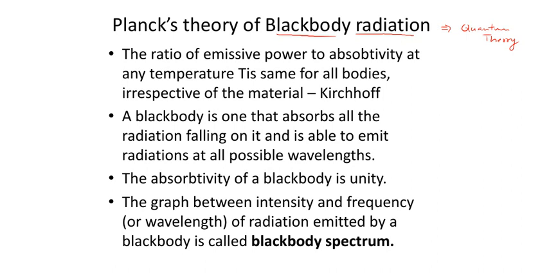A black body is one that absorbs radiation falling on it, and which is able to emit radiation at all possible wavelengths. So from the shortest wavelength, you say radio waves, on to gamma rays. This entire range of radiation can be emitted by a theoretical body, what is known as a black body.